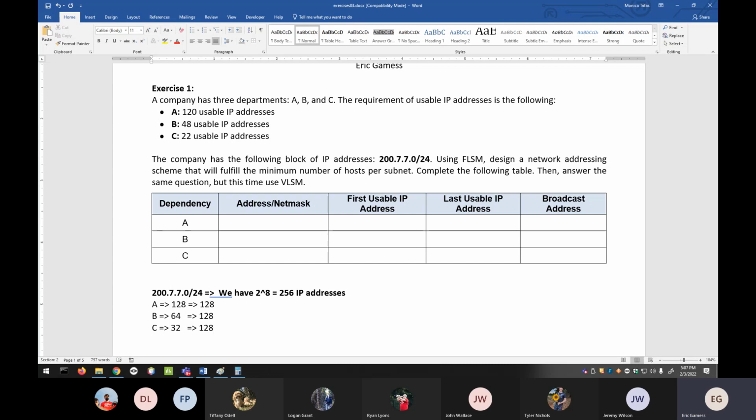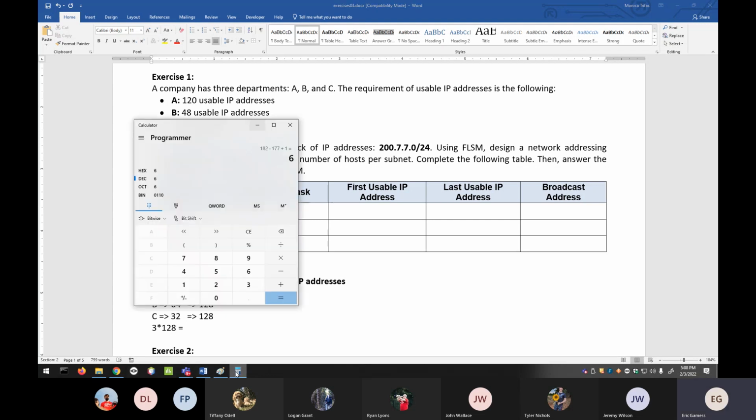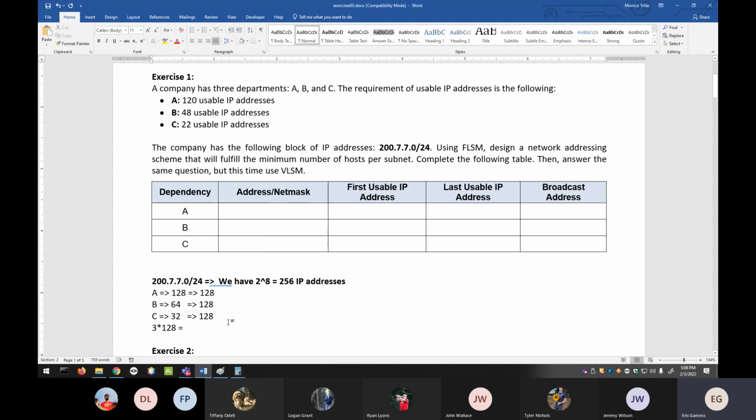So at the end, how many IP addresses do I need? 3 times 128. What is 3 times 128? So 3 times 128, 384 IP addresses. 384 IP addresses I need. Do I have them?